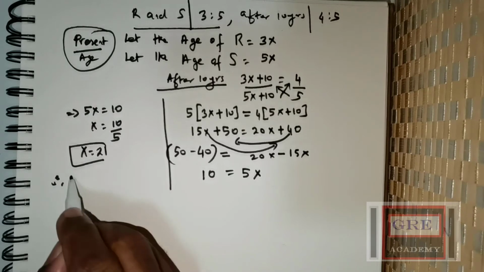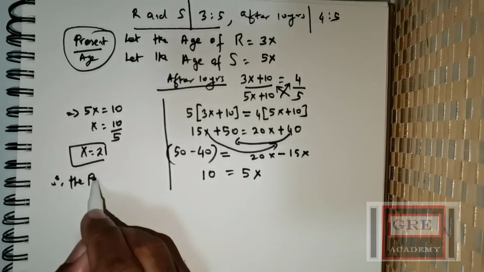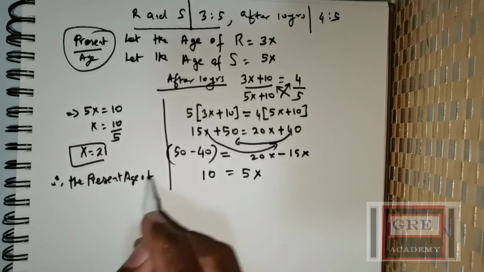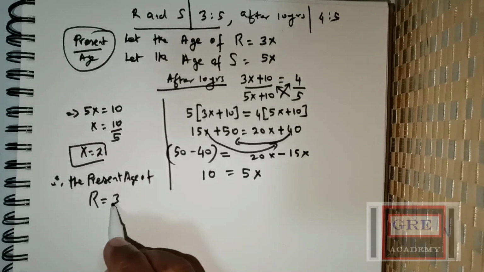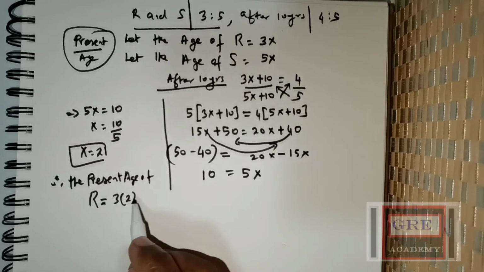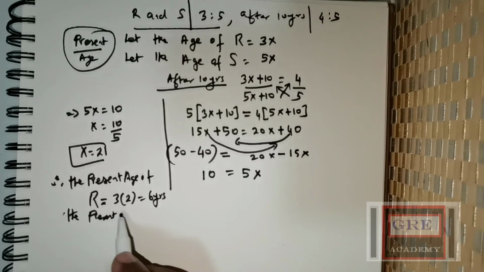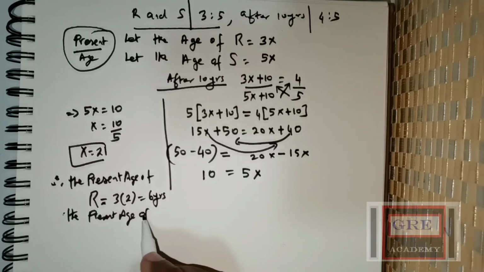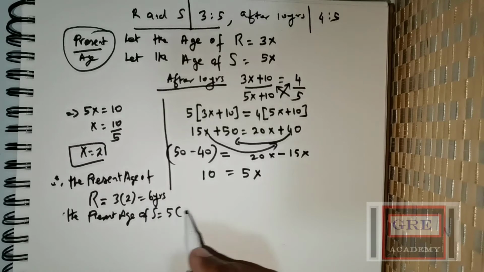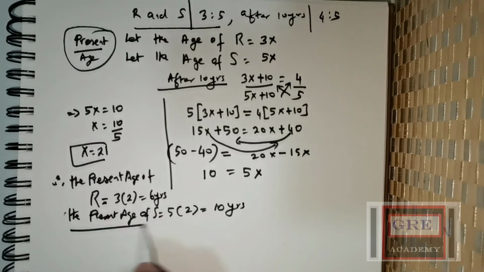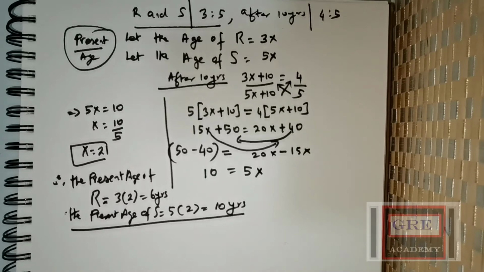So therefore the present age of R is 3 times x, so 3 times 2 is 6 years, and the present age of S is 5 times x, so 5 times 2, that's equal to 10 years. So this is the solution to this question.